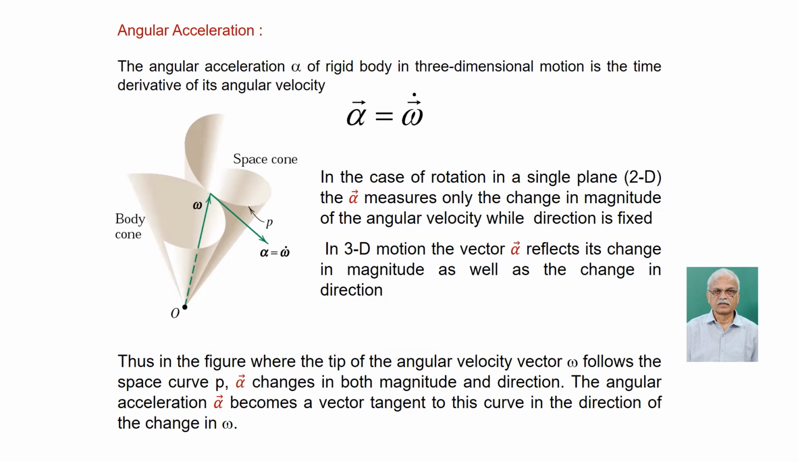In two-dimensional fixed axis rotation, the axis is constant and only the magnitude changes, and it continues to be in the same direction. But here it's possible that its magnitude is changing, so it may have a component in the same direction, as well as its direction changing, so it will also have a tangential component. So it is a sum of these two vectors. That's alpha: the angular acceleration is not just in the direction of omega itself, but has the other component also.